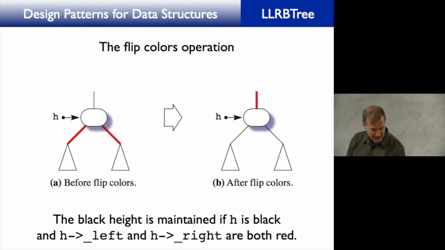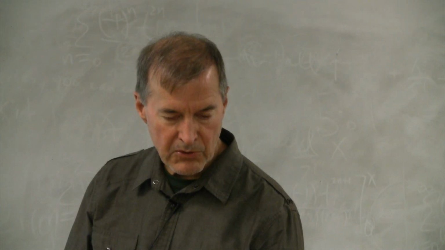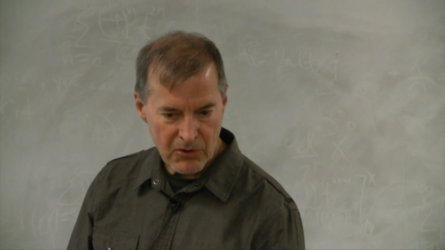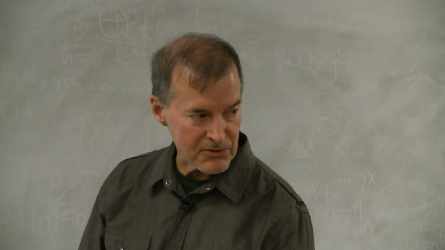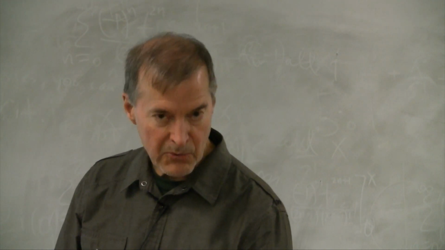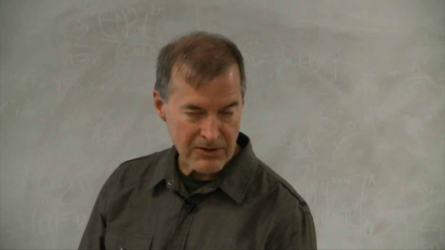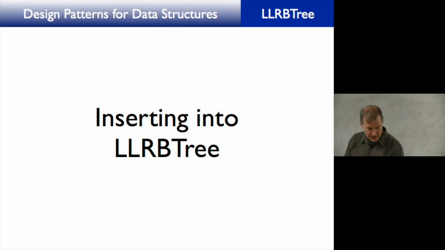So flip colors, some of that code is left for you to do. If you just do rotate right and flip colors, I think that code is sufficient to do the insertion. You could actually program that up now, and insertion should work. There's only one more that you need to do, and that's the min method, but that's only required for deletion. So now we're going to learn how to insert into an LLRB tree.